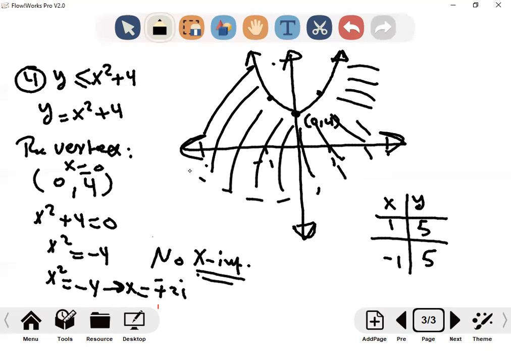What does this mean? Any point here, any point with x, y, assume this point, 1 and negative 1. It is in the shaded area, right? 1 power 2 plus 4, 5. Negative 1. Is negative 1 less than 5? Yes. Choose any point up here, like for example, this one.